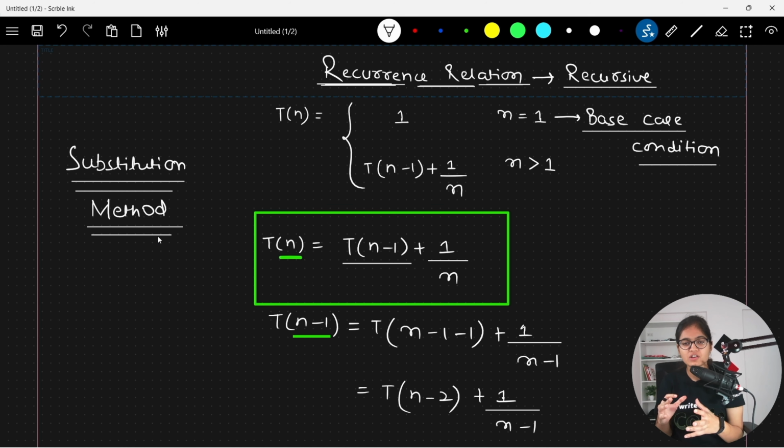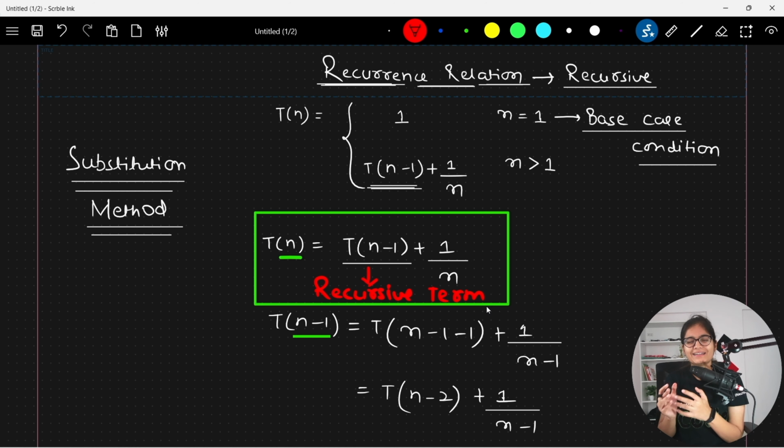With the help of which we can solve different kinds of recurrence relations where we have multiple recursive terms. Here you will observe that we have only a single recursive term. Whenever this term t is repeating, just try to understand that this is a recursive term here. So when you have multiple recursive terms, the recursive tree approach will be very beneficial for us. But anyhow, we will discuss that in depth in the upcoming video.